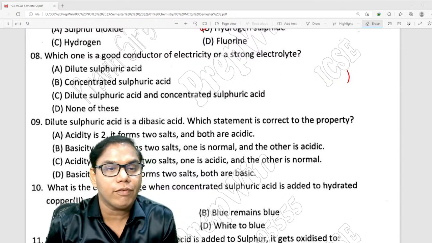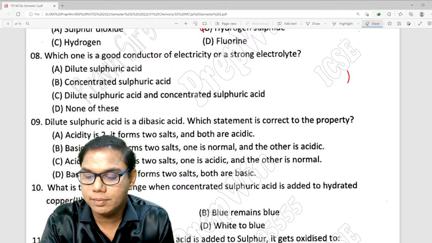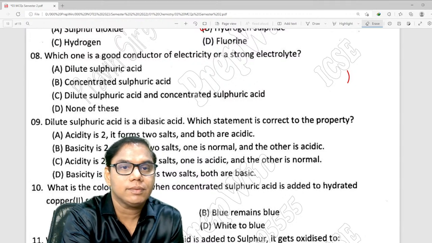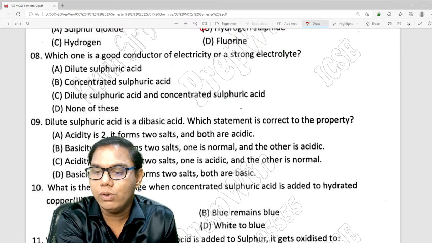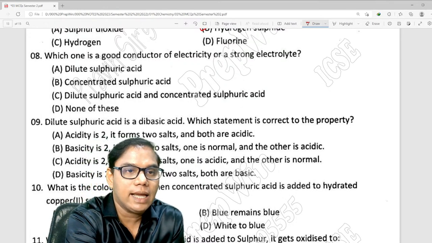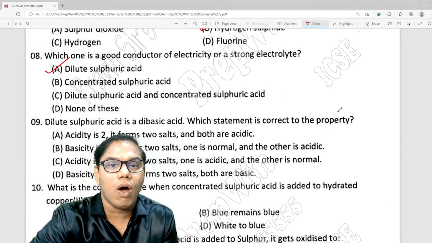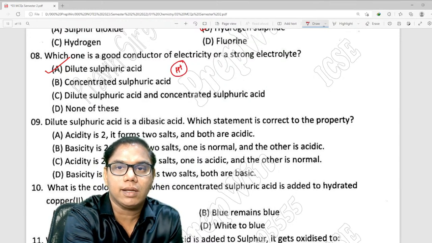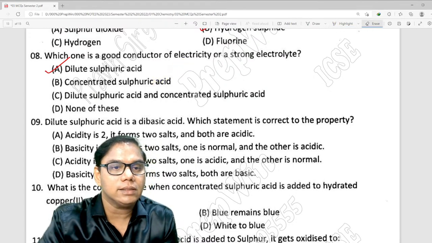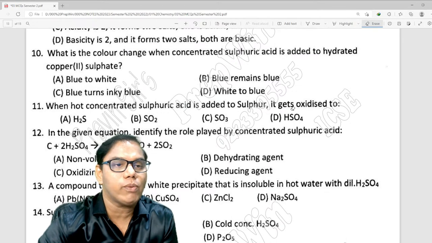So what is the answer for the 8th one? Quickly. Dilute or concentrated? Correct answer is A. Dilute sulfuric acid is a good conductor of electricity and a strong electrolyte, because dilute acid produces more H plus ions. And the basic requirement for electricity is free ions, right? Okay.